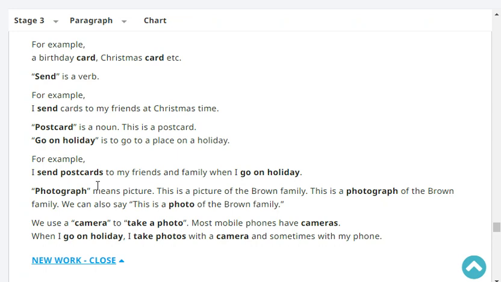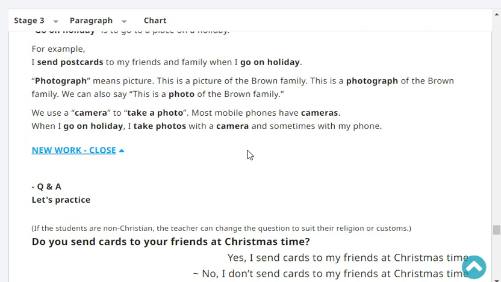We can say this is a photograph of the Brown family. Also, this is a photo of the Brown family. Okay? We use a camera to take photos. Most mobile phones have cameras already. So when I go on holiday, I take photos with a camera and sometimes with my mobile phone.